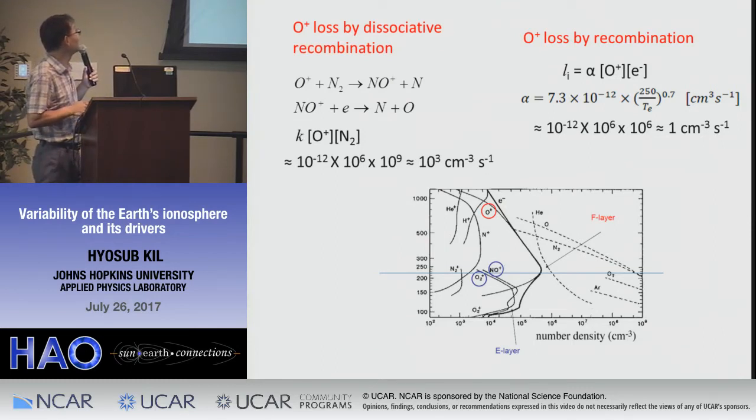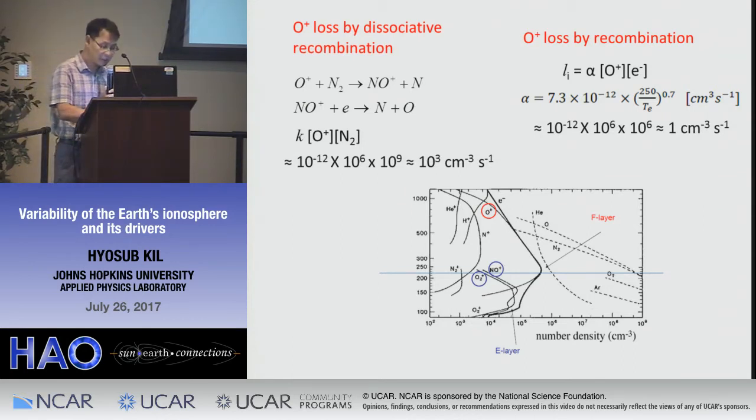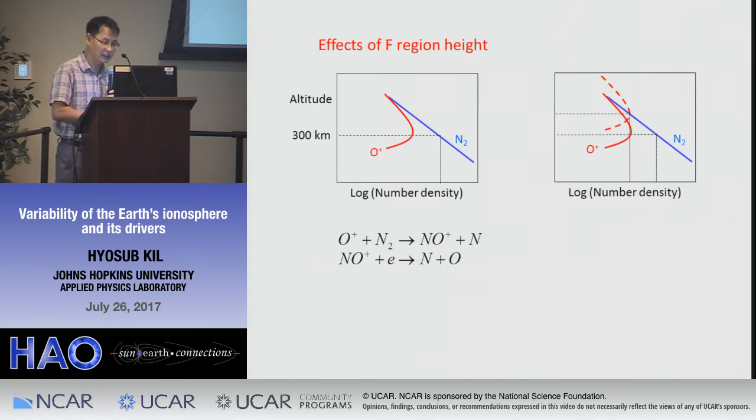I compare the plasma loss related to the dissociative recombination and direct recombination with electrons. I used the O+ density and N2 density around this altitude. If you compare at about 200 or 250 kilometers, this process is about 1,000 times faster than this process. So plasma loss by chemical reaction is dominated by this process. It means that the neutral gas population in the ionosphere is very important for plasma density.